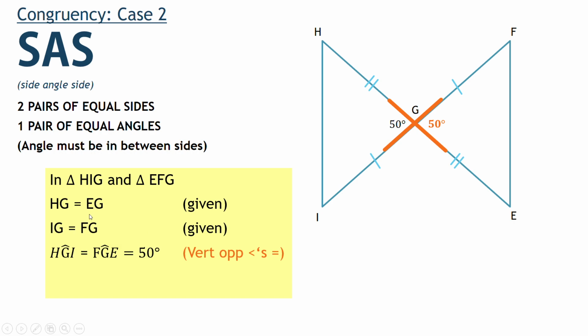Okay, so side, side, angle, if I put it in order, it would be side, angle, side. So then I have my final statement that says that triangle HIG is congruent to triangle EFG, side, angle, side.